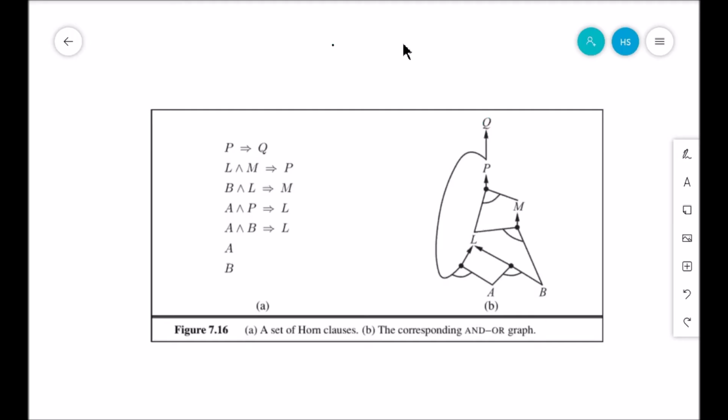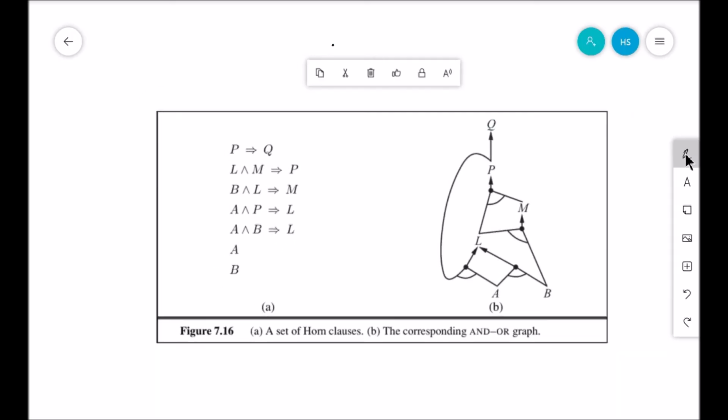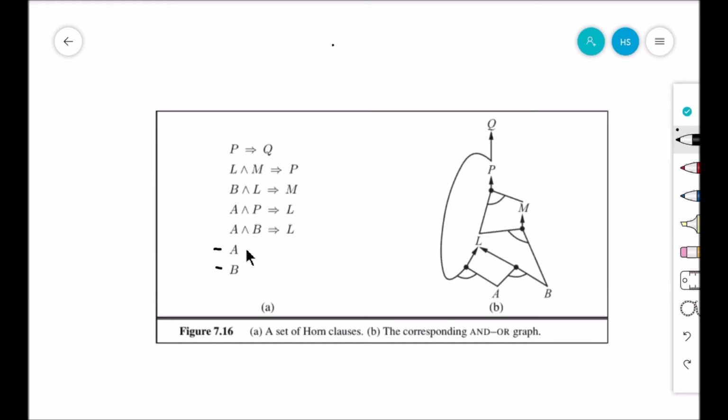So let's take a look at an example here. In this figure 7.16a, we've got a set of Horn clauses. That's a knowledge base of nothing but Horn clauses, which means it's nothing but definite clauses. So this algorithm can be run using this knowledge base. We've got a couple of facts, and that's A and B, and we have a bunch of implications in our knowledge base.